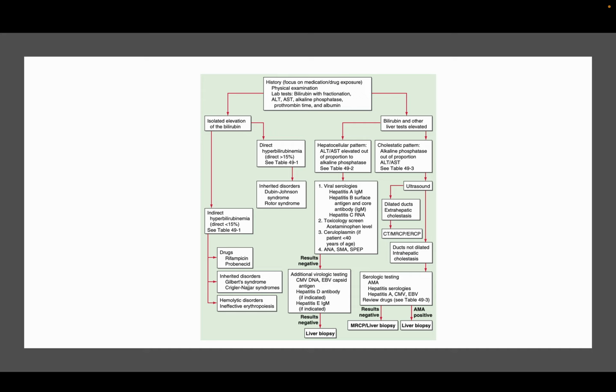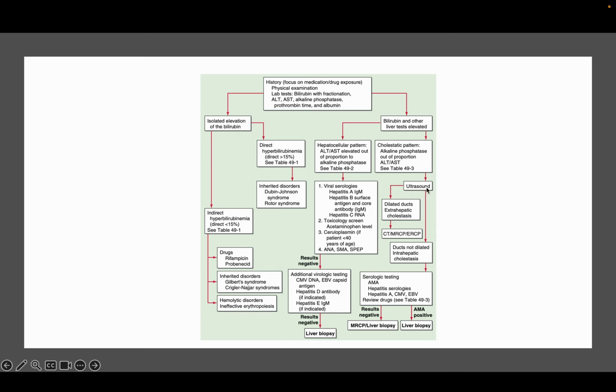Let's say the patient has bilirubin elevation with other altered liver enzymes. If ALT and AST are elevated, a hepatocellular pattern where ALT and AST are more elevated compared to ALP, send viral serologies like hepatitis A, B, C, CMV, EBV, and ask about any toxin intake like paracetamol poisoning. Also ceruloplasmin, especially if the patient is less than 40 years, and ANA. ANA and SMA are part of the autoimmune hepatitis panel. So all this needs to be done. If still not finding any cause, go for liver biopsy.